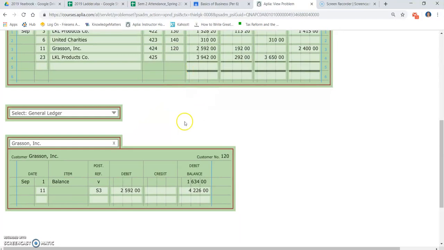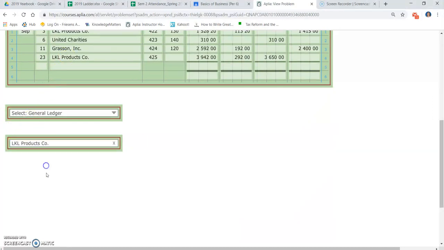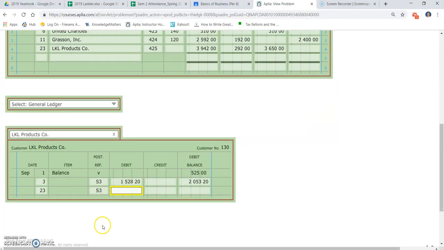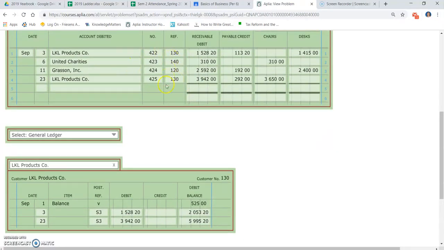All right, and our last one is LKL. We go back to them. On the 23rd, we had S3 and a debit of $3,942 for a new balance, really getting up there, $5,950.20. So we plug our 130 back in there, and we've posted the ones from our sales journal that need to be posted individually.